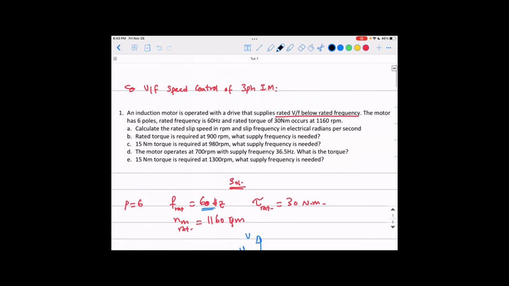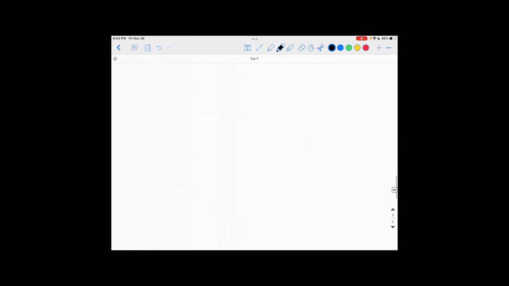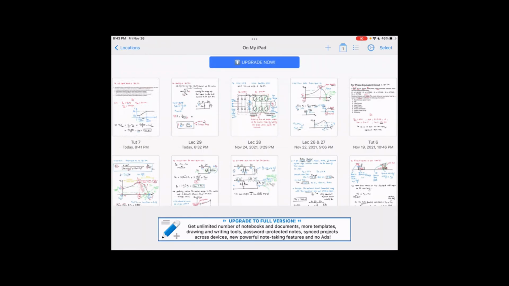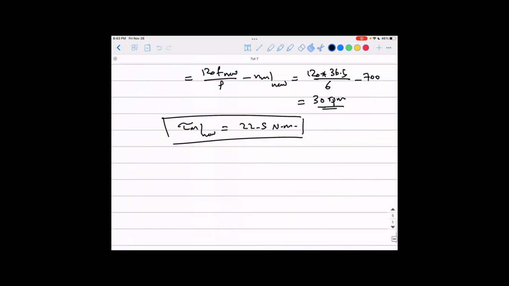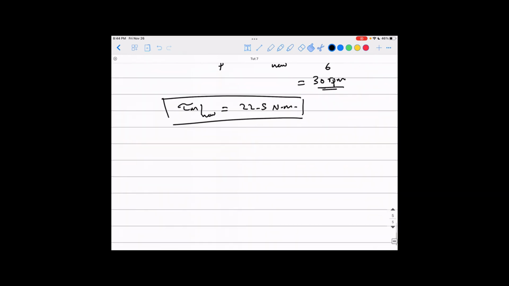Number E, the motor operates at... actually that was number E, 15 Newton meter torque is required. So it wants a torque of 15 Newton meter at 1300 RPMs. What supply frequency is needed? So let's look at this. Here I'm going to go to number E.